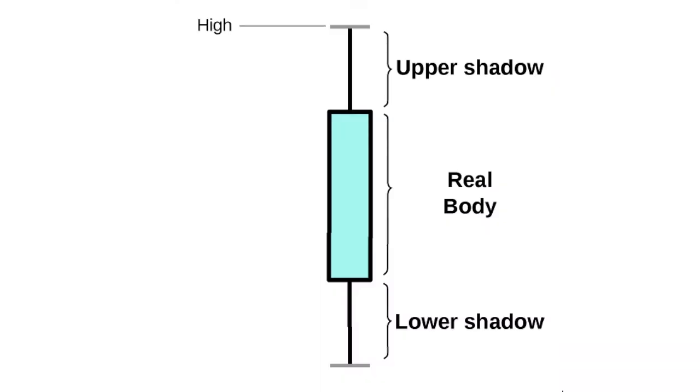The uppermost tip of the upper shadow represents the highest price attained by that stock on that single day, while the lowermost tip of the lower shadow represents the lowest price attained by that stock on that single day.